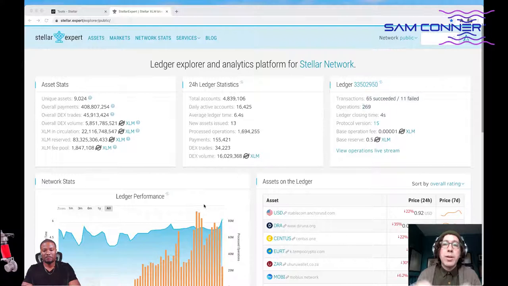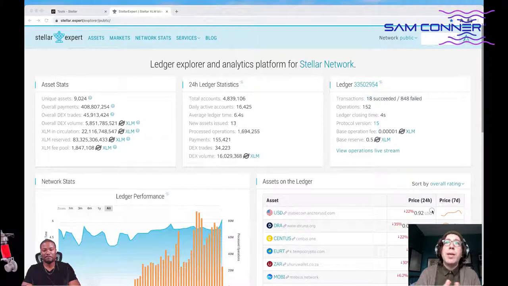So the test network is cool because it's free to build on, free to use. The public network, however, is the one when people talk about Stellar, this is generally what they're talking about. This is where the live assets are. This is where the actual Lumens that were created on the origin day of the network live. This is where, when regulated financial institutions issue an asset, the real asset lives.